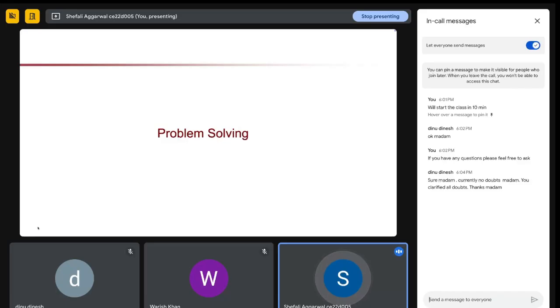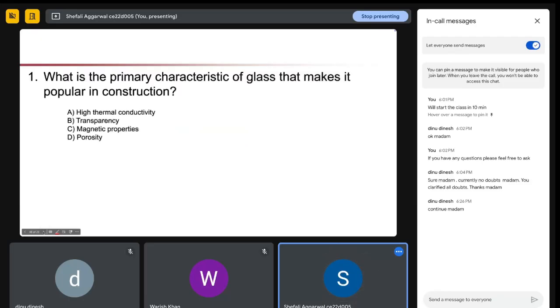Okay, so we will see some questions. You can answer by putting it in the chat box, or you can reply also. First question: what is the primary characteristic of glass that makes it popular in the construction industry? High thermal conductivity, transparency, magnetic property or porosity?